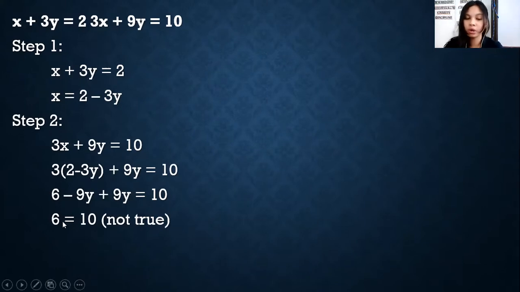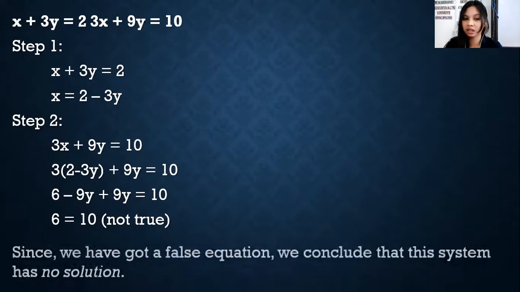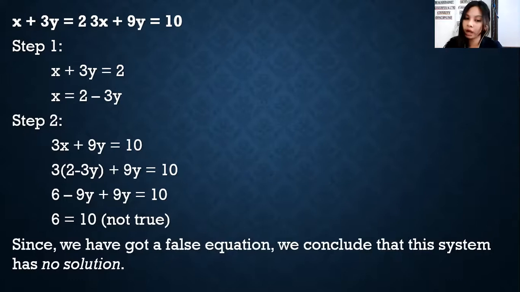Maka-cancel out sila. So, 6 is not equal to 10. So, it means it is not true. So, since we have got a false equation, we conclude that this system has no solution. So, ano ba yung graph natin kapag no solution? Di ba po, parallel. Okay, so ibig sabihin, no solution tayo dito. Okay? Ganun siya kasi dapat equal.